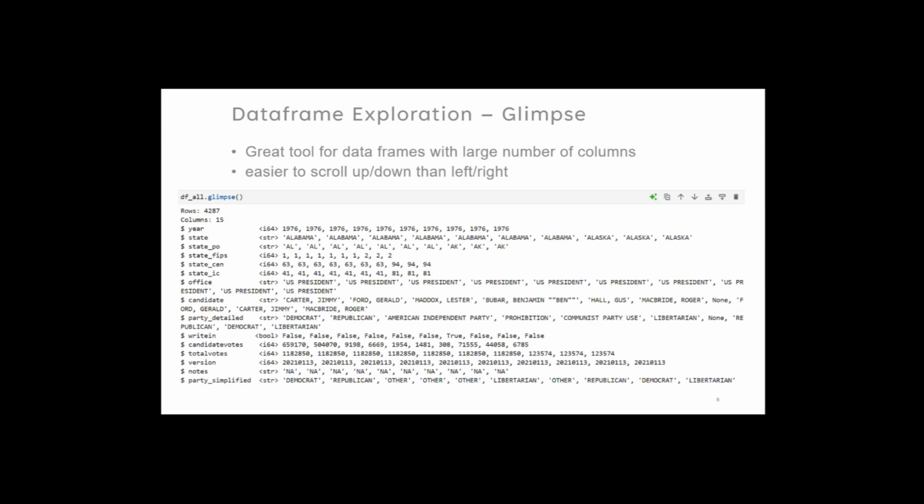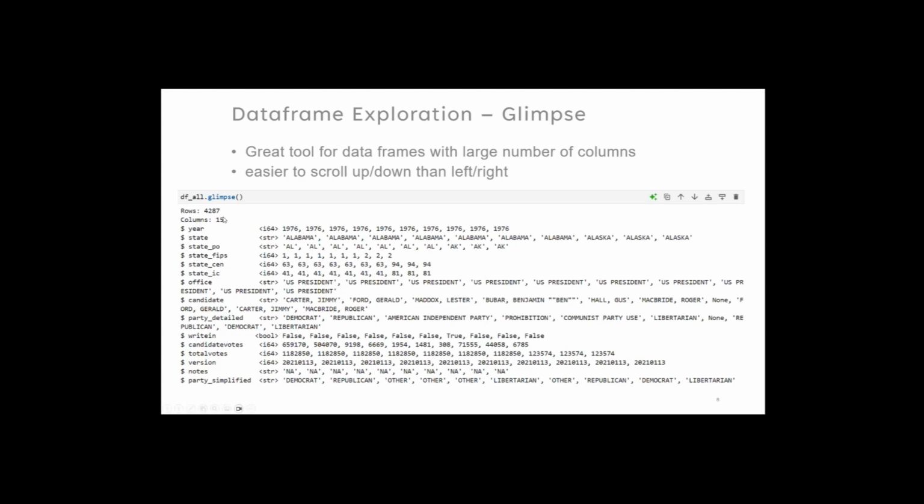There's another tool. I really love this one so much. And it looks like just a bunch of alpha soup, but this is called Glimpse. It's similar to head or tail, but it transposes your data frame. Let's say you have like 100 columns or a really large number of columns. If you ever use head and you have to scroll left and right, it's kind of tedious. It's hard to find what you're looking for.